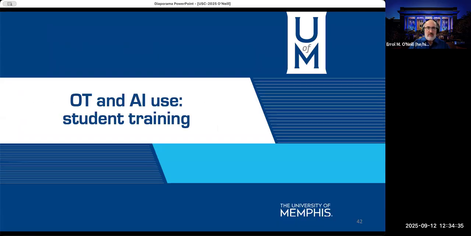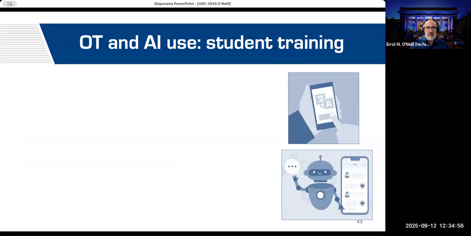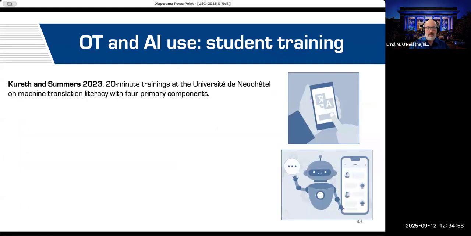Another approach is having student training. If you do want students, at least to some extent, to use either an online translator or an AI chatbot, or if you recognize that even if they're not using it in class, it's not possible to completely stop them from using it on their own time, these are some ideas in terms of training students in using these tools.